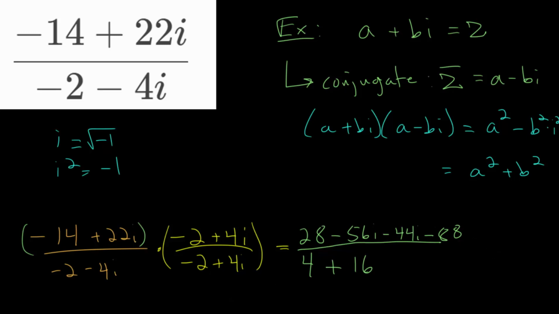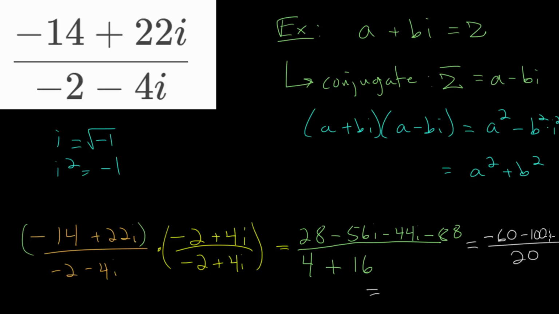And at this point, we can simplify everything. In our numerator, if we combine like terms, we have 28 minus 88. Let's take away 8 first, so that it's 20 minus 80, which is -60. Then we have -56i minus 44i, and -56 minus 44 would be -100i. And in our denominator, we just have 20.